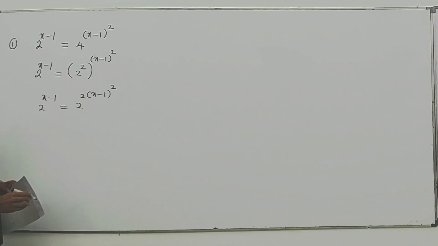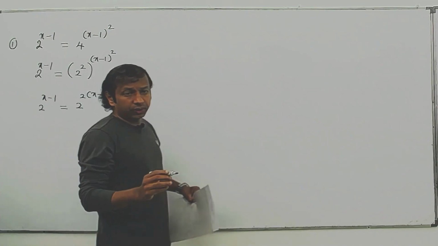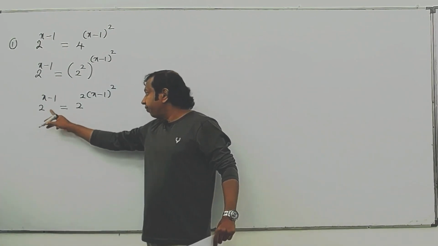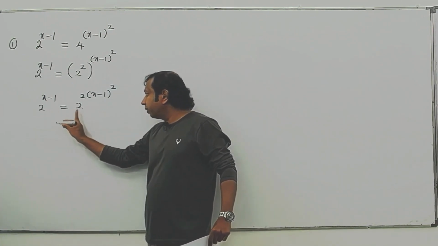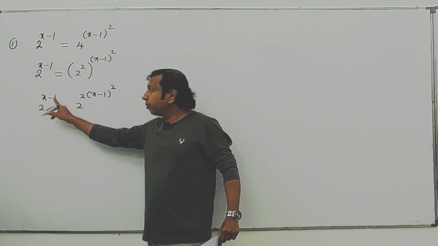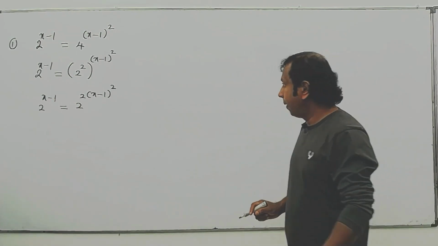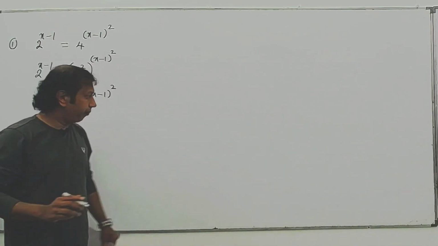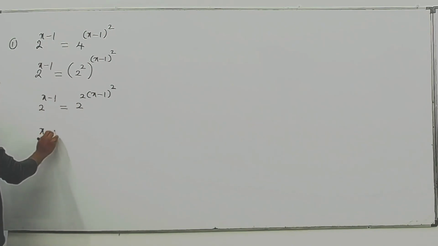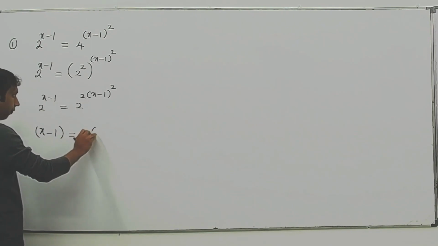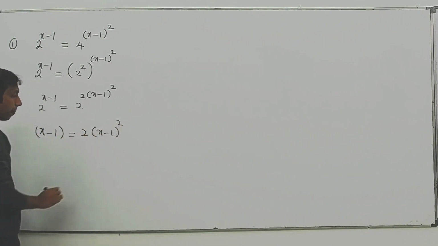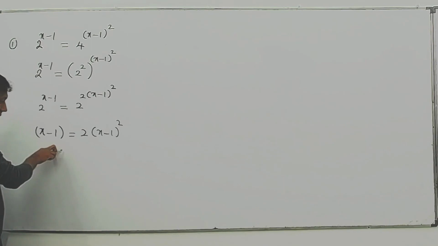Now the bases on the left and right are equal. Therefore, you can equate the powers on the left and right. Once you equate the powers, we get x minus 1 should be equal to 2 times (x minus 1) squared. Now I can bring this over here and take x minus 1 out. I write that as step 2.